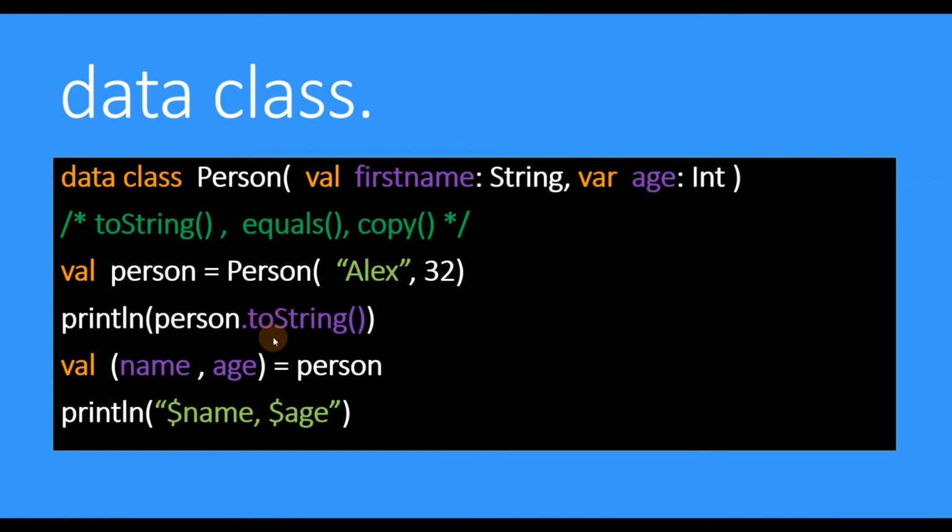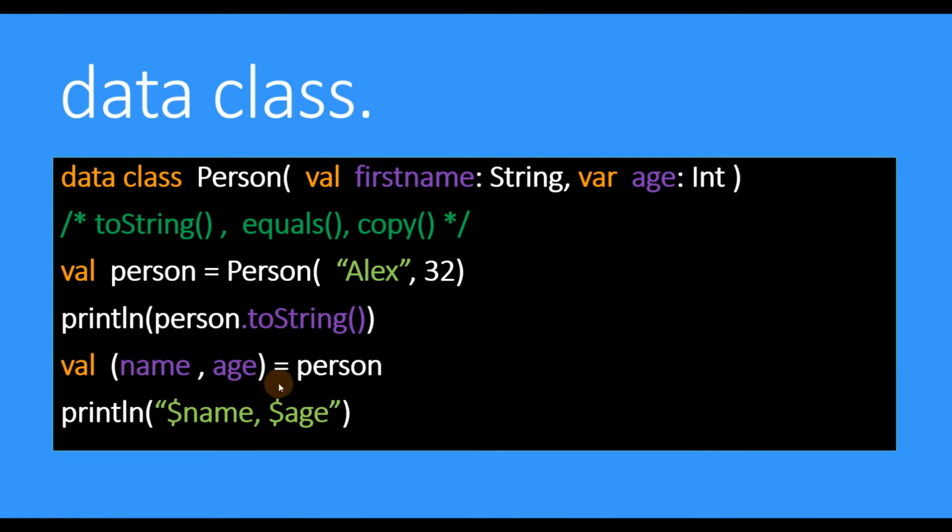In this case, if we omit toString and then we just print that person object, it will actually print this one, because it will automatically apply the toString function to it.